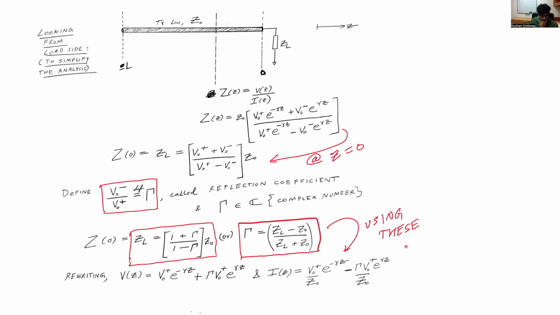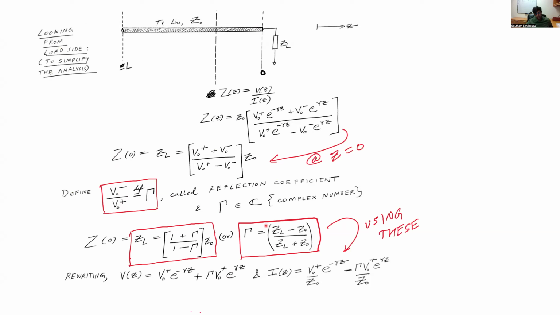So using this expression, we can now rewrite V of z as V naught plus e power minus gamma z plus gamma times V naught plus e power plus gamma z. And similarly, the current can be written as this expression. So what we basically find here is that V naught minus by V naught plus, which is the ratio of the reflected voltage wave to the incident voltage wave, which is also just the ratio of the backward traveling voltage wave to the forward traveling voltage wave, is equal to gamma.